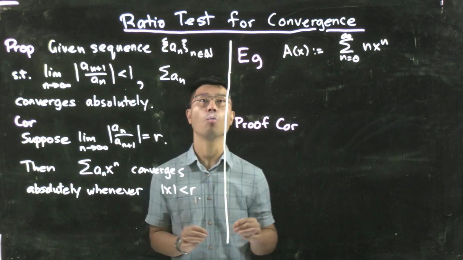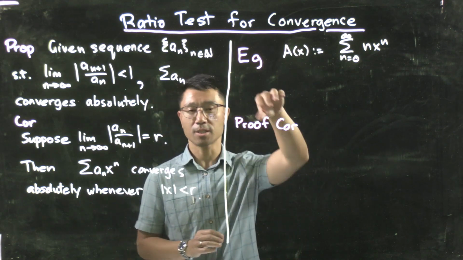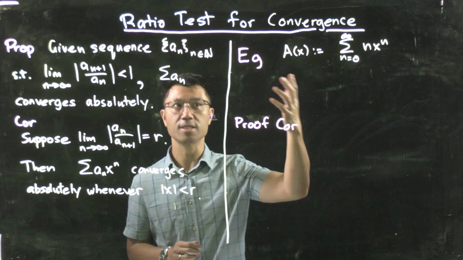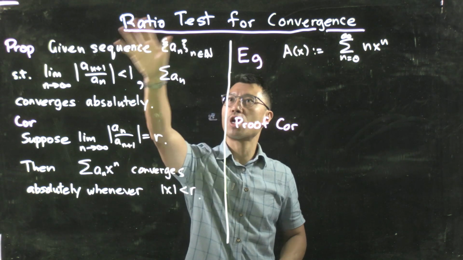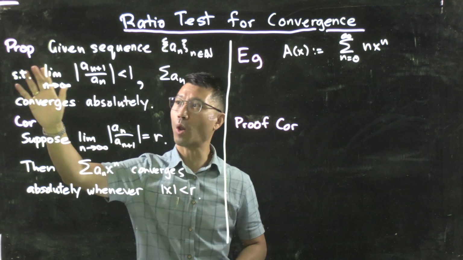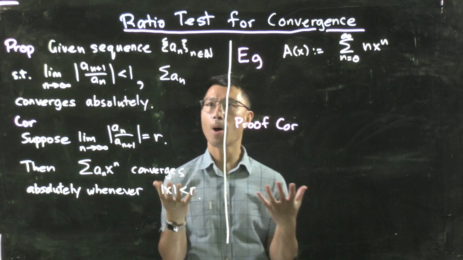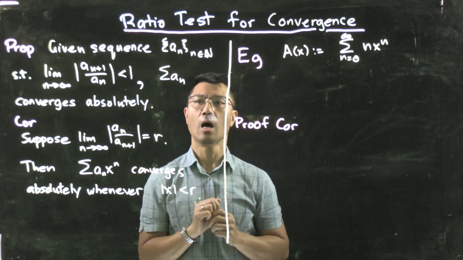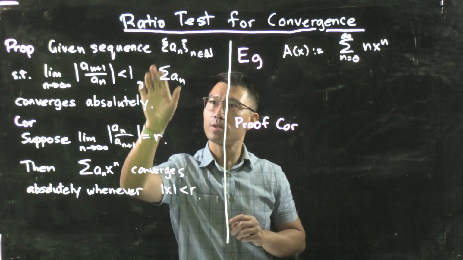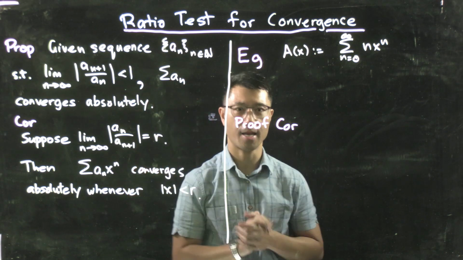In this video, I want to tell you about a very important test for verifying if a series is absolutely convergent. This test is called the ratio test, which is summed up in the following proposition. Suppose we're given some sequence of these a_n, and we want to sum this sequence to give the series, the sum of the a_n.